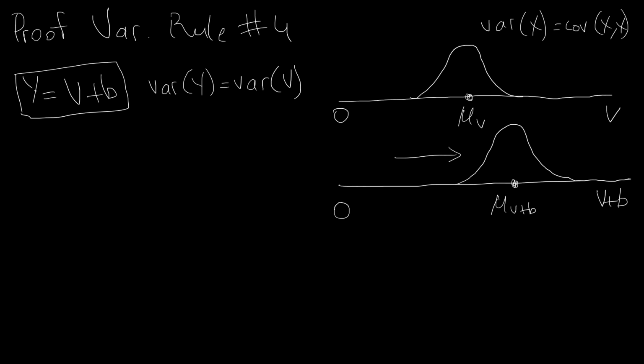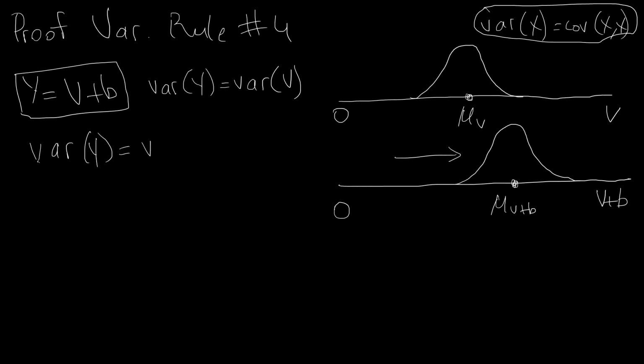But how do we prove that? Okay, so this time, like I said, unlike the first 3 variance rules, we're not going to start with noting the fact that the variance of a variable is equal to the covariance of that variable with itself. We're not starting with that. Instead, we're going to start by using variance rule number 1.